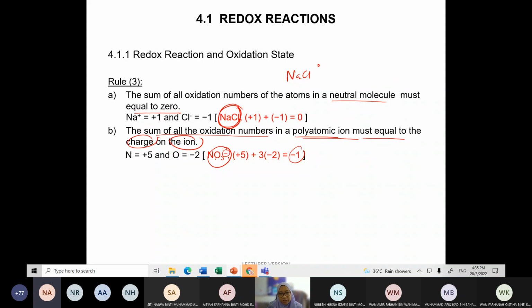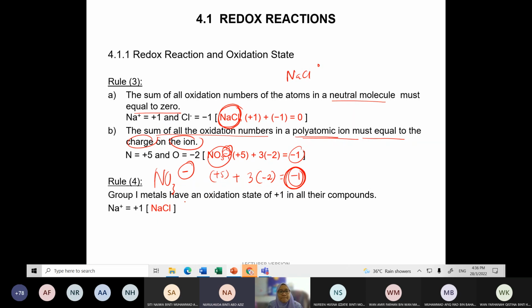Okay, alright. So nitrogen, the oxidation number is +5 plus, okay, kita totalkan, total means tambah lah. Oxygen, kita ada 3 biji oxygen, and then the oxidation number of oxygen is -2. So when we total these two, kita akan dapat -1. See, bukan ke sama dengan NO3 negative, the charge is the same. So it is justified. The charge is the same as the oxidation number. Okay, faham ya? Alright, so that is rule number 3.